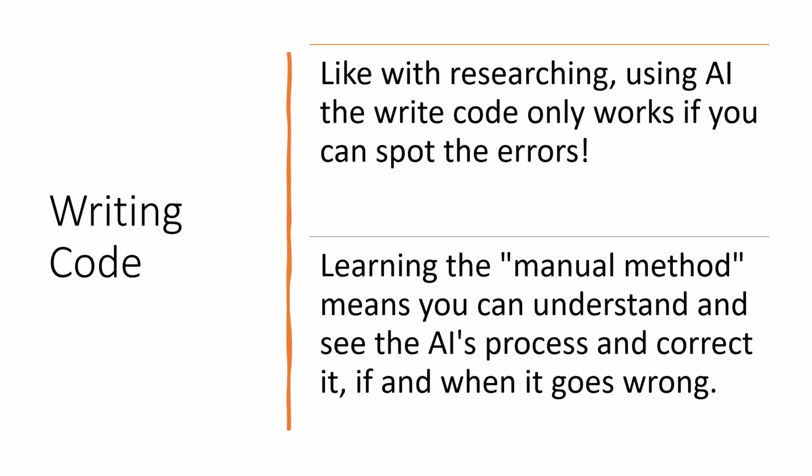The best example I can give you is to consider it a little bit like writing code. With researching and writing code, it only works if you can spot the errors in the middle of it. We call this learning the manual method. It means that you can understand how to research, write, and explain yourself, okay? You need to be able to identify and fix any errors or mistakes the tool produces for you.